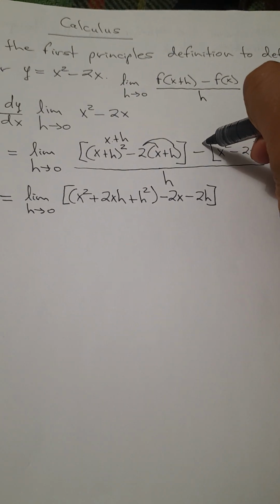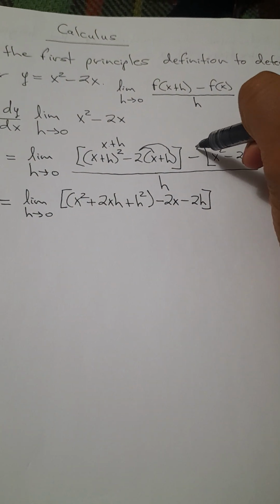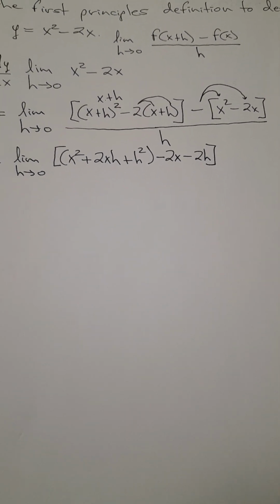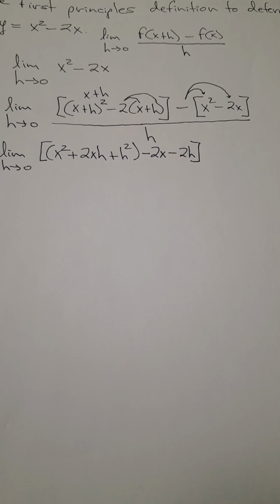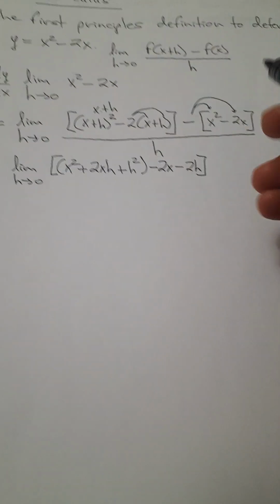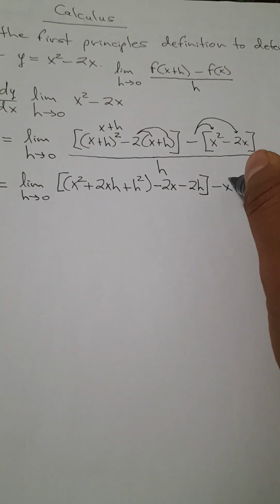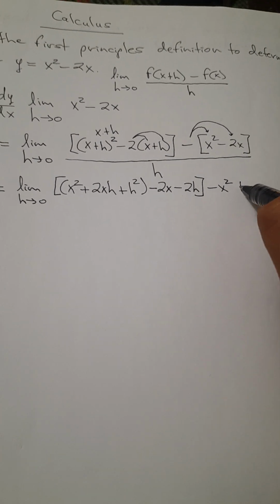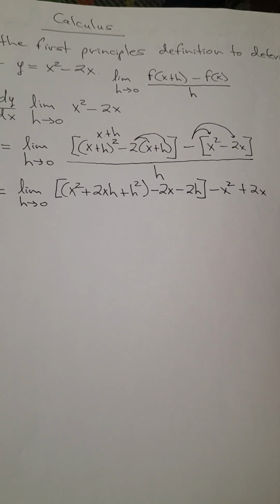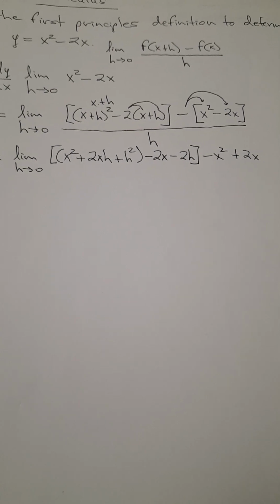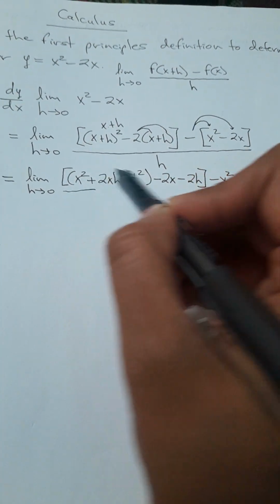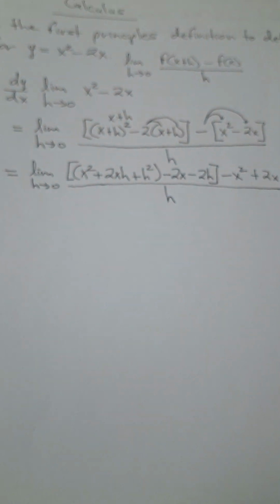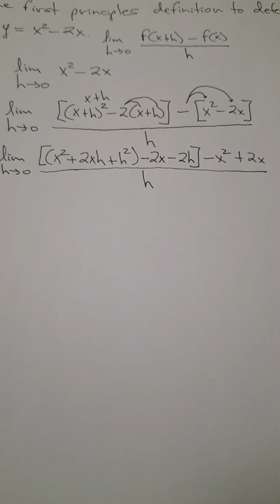Okay, like you can see, we're going to open up and distribute this negative sign, or if you want to think of it as negative 1, I'm doing negative 1 times x squared, negative x squared. This is negative 1 times negative 2, so positive 2x. Right, and then the whole thing, again, is over h. Okay, like we see here.